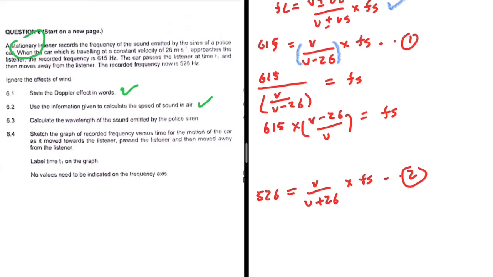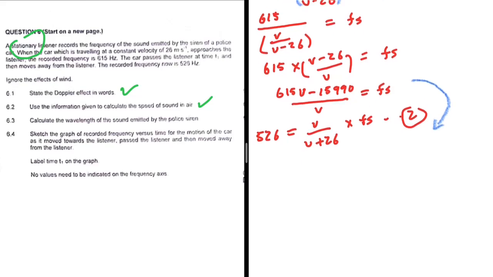Okay, let's further simplify it. 615 multiplied by V is 615V, and then 615 multiplied by minus 26 is minus 15,990, everything divided by V, right? This is Fs. So let's substitute this Fs into our equation 2.